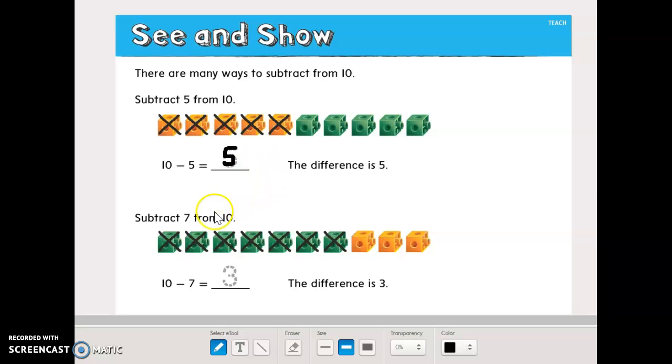The difference is 5. Now subtract 7 from 10. And they've done that already. They've X'd off 7 of those cubes, and the answer is, the difference is 3. So go ahead and use your tool to write the number 3 right over the top of theirs. All right, we're going to go to the next problem.